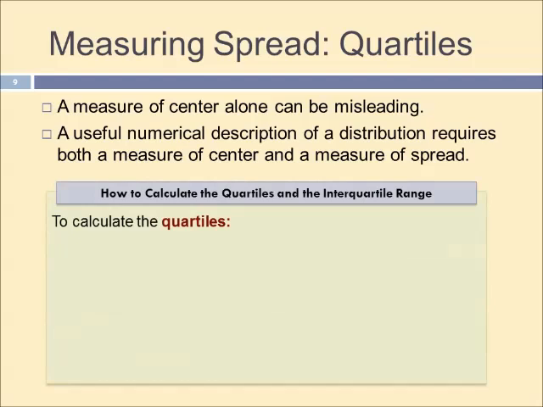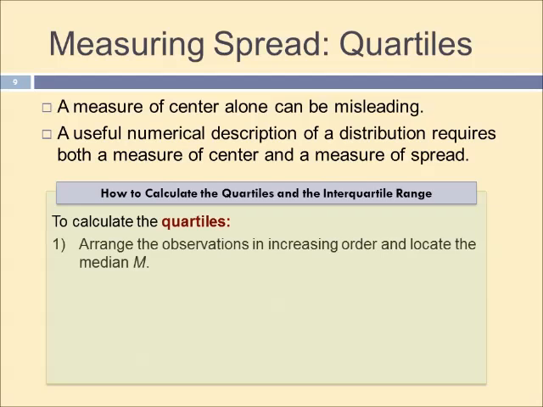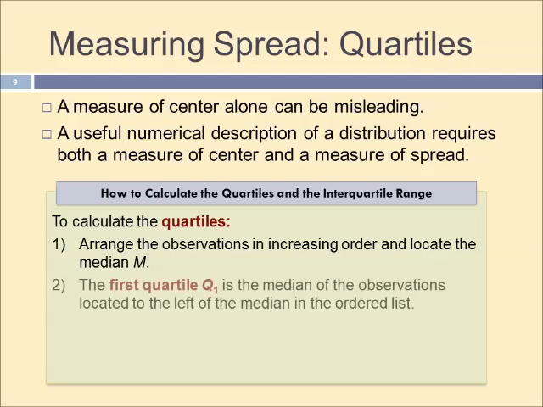So a measure of center alone can be misleading. A useful numerical description of a distribution requires both a measure of center and a measure of spread. We'll start by talking about quartiles. To calculate the quartiles, we arrange the observations in increasing order and locate the median.